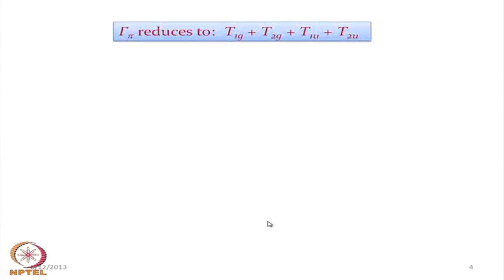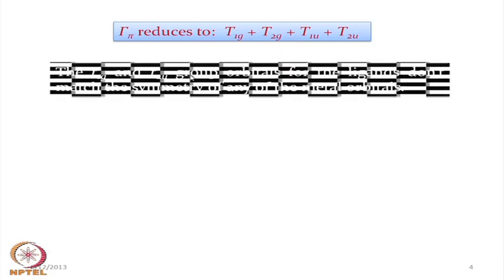So, we find that this irreducible representation, the corresponding tau pi, reduces to T1g, T2g, T1u and T2u. So, only the T2g is matching with the corresponding ligand orbital. The others are of different type. So, this is a triplet, this is a triplet, this is a triplet, and all 4 are triplets. So, together we will have 3 plus 3 plus 3 plus 3, that means 12 orbitals which we are utilizing for the corresponding interaction with the metal orbitals.